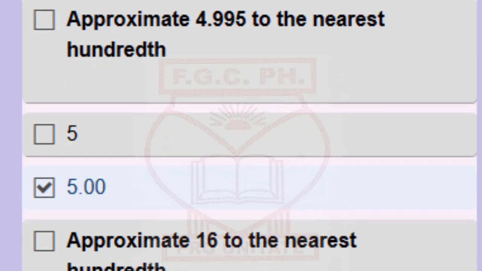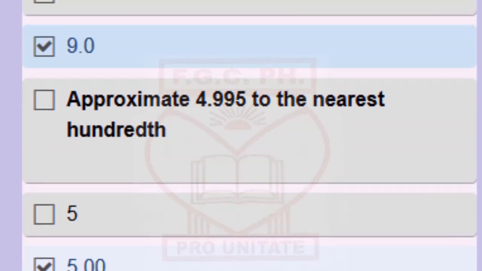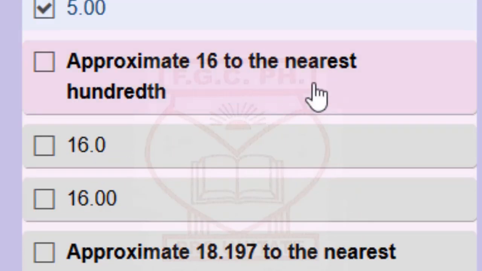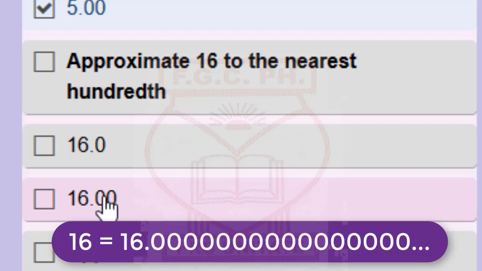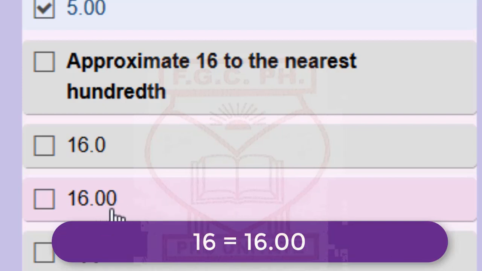And next question is approximate 16 to the nearest hundredth. 16 to the nearest hundredth should just be 16.00. Enough zeros out of the infinite zeros that could be written here, enough zeros to fill up the 100th digit, please.